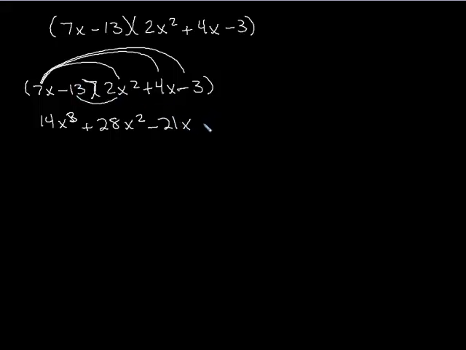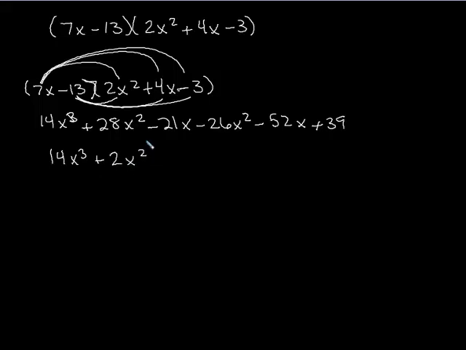Negative 13 times 2x squared gives me negative 26x squared. Negative 13 times 4x gives me negative 52x, and then negative 13 times negative 3 gives me 39. So I have 14x to the third plus 28 minus 26 is 2x squared, and then negative 21 and negative 52 is negative 73x, plus 39.